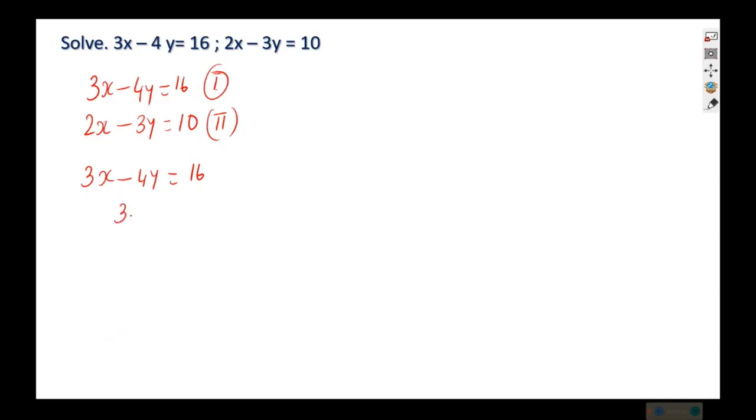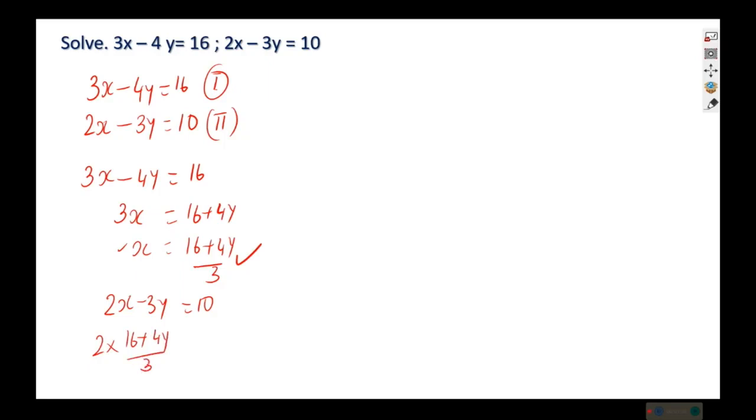So we can keep x on the left side. 3x is equal to 16 plus 4y. X is equal to 16 plus 4y upon 3. This is x now. The next step is substituting the value of x in the second equation. The second equation is 2x minus 3y is equal to 10, where in the place of x we will write 2 into 16 plus 4y upon 3. This is the whole of x here. Minus 3y is equal to 10.